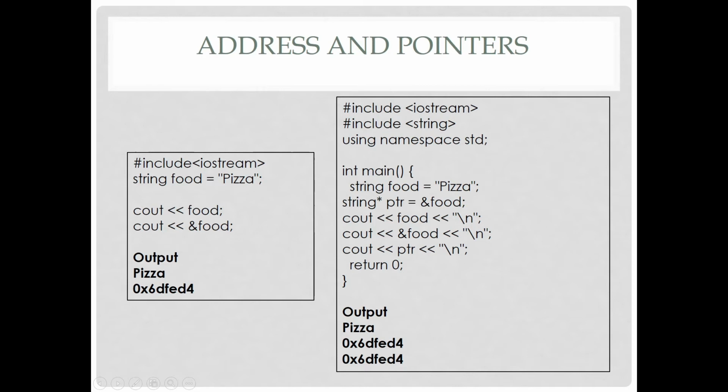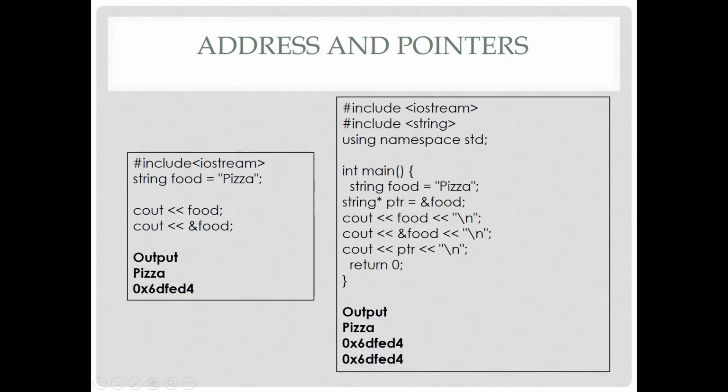Now what is the difference? You can see cout food. What is the output? Pizza will be my output. Now cout ampersand food means the address of this particular food will be displayed. You can see over here 0x6DFED4.